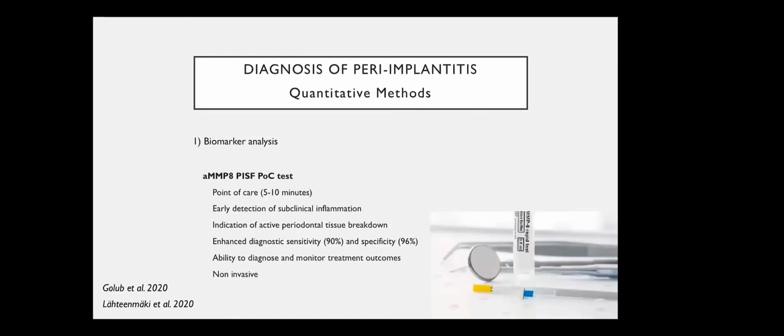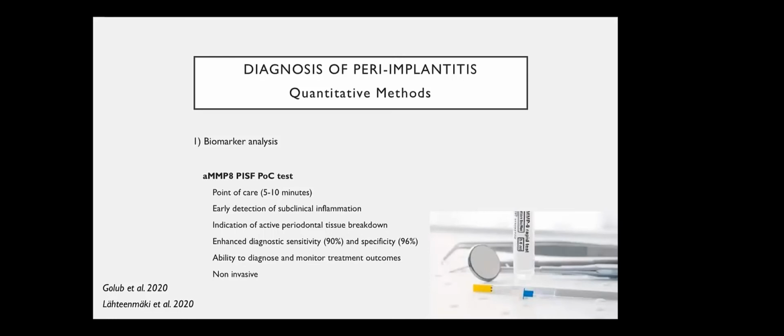So if we move on to the more quantitative methods, the first one is the idea of biomarkers. There are numerous biomarkers that are found in the saliva and the gingival crevicular fluid inside the mouth. And one of the biggest biomarkers at the moment is aMMP-8. aMMP-8 is a major collagenolytic enzyme, and it causes active periodontal and peri-implant degeneration. So it's a really great biomarker that we can find in the saliva and the gingival crevicular fluid, and it will show us whether or not there's any type of collagen breakdown.